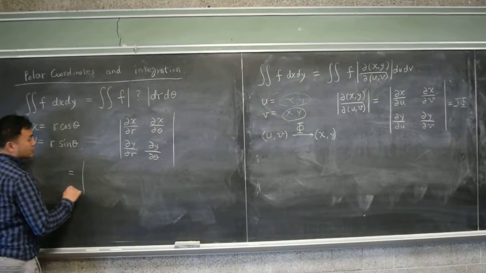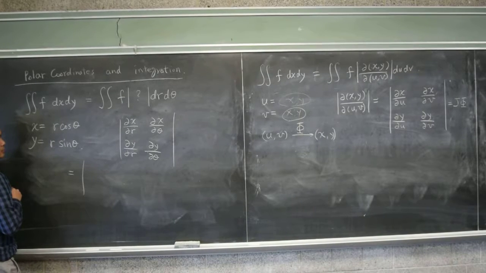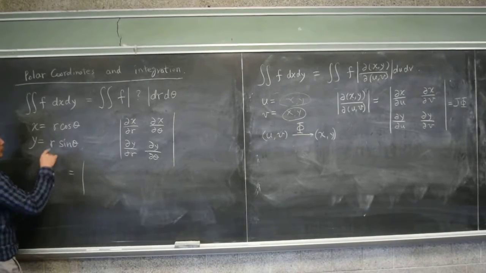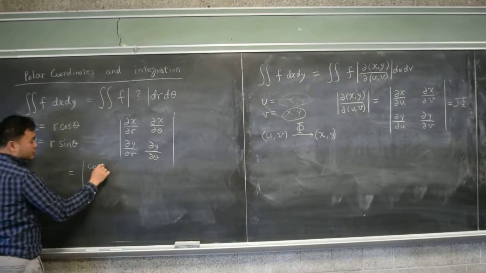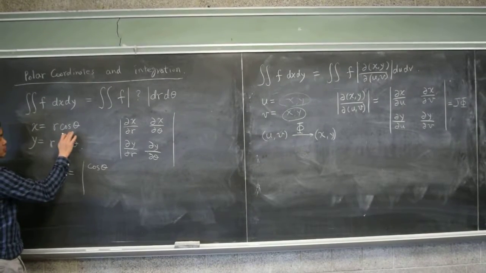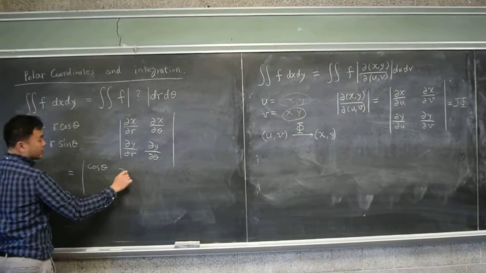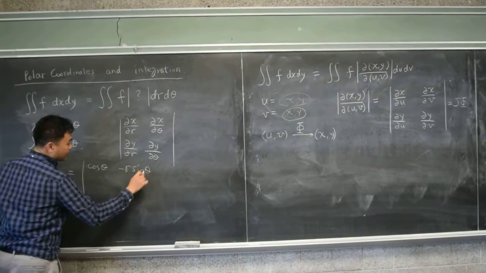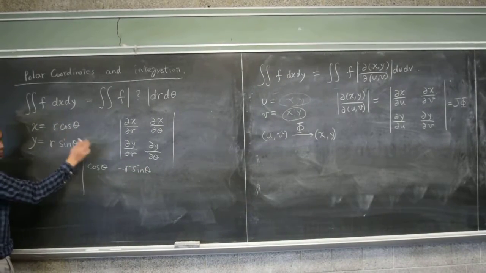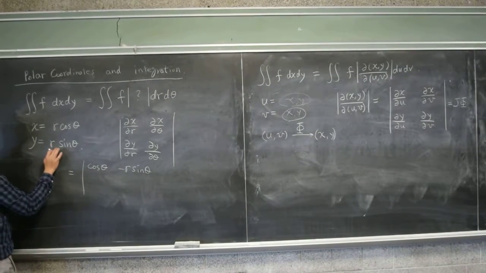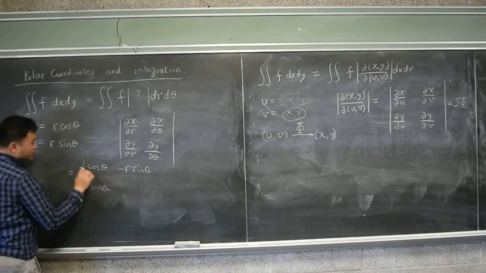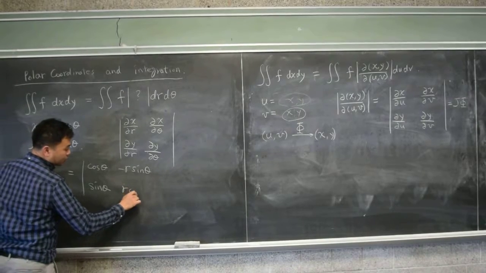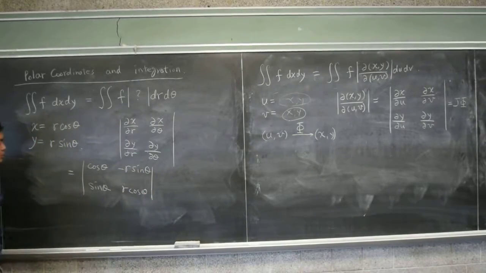Which is, let's see, if I differentiate this by r, what do I get? Cosine theta. And if I differentiate this by theta, I get negative r sine theta, right? Because if you differentiate cosine, that's negative sine. If I differentiate this by r, you get sine theta. If I differentiate this by theta, I get r cosine theta. And this thing here means it's the determinant, so let's find the determinant.